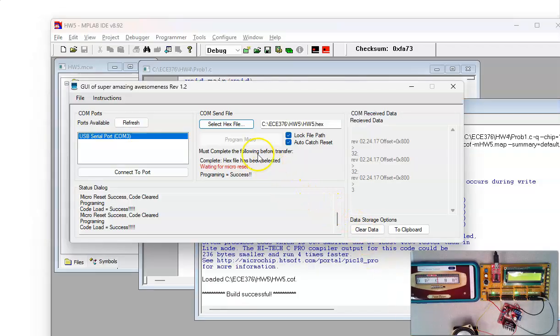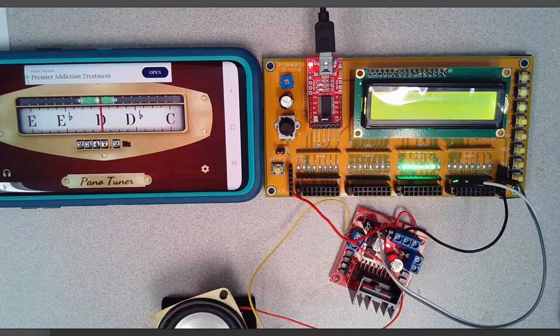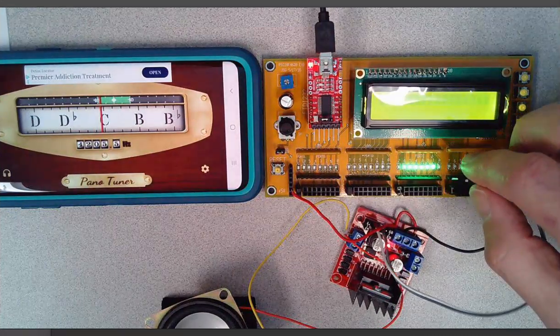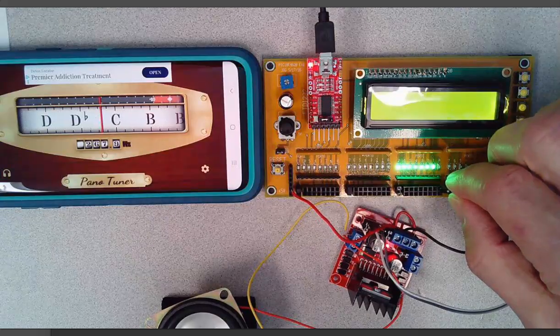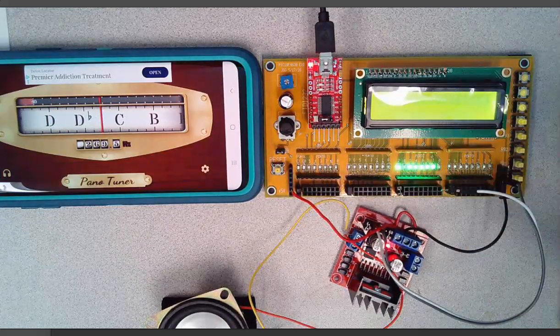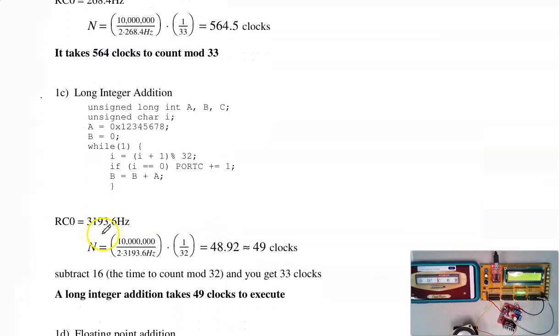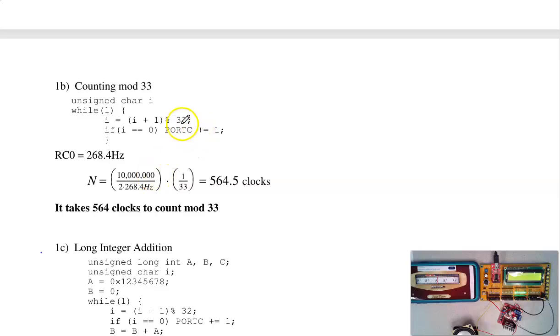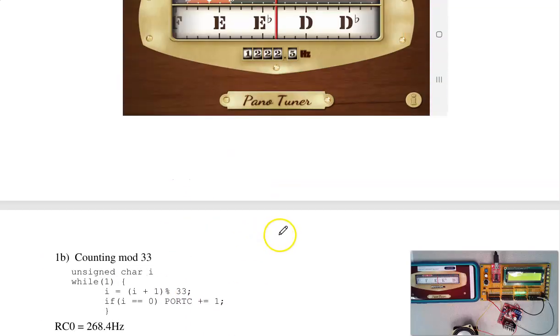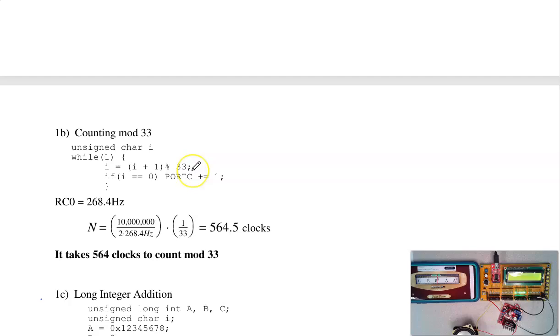Hit reset. Download the new improved code. Now if I look at this one, it was 9600 hertz. Now 267 hertz. Doing some calculations, what that means is take that 10 million divided by 2 times frequency, toggles every 33rd loop. It's now 564 clocks to count mod 33, only 16 clocks to count mod 32. Just a little subtle change is a big difference in code.